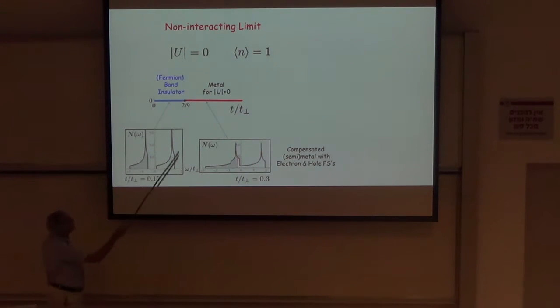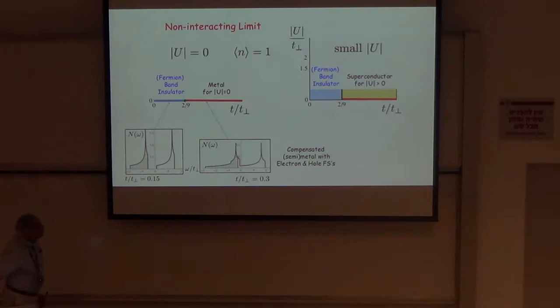And then I cross some number like 0.22, basically I find that the two bands merge and I get a metal. And of course, when I turn on a small u, I expect that this band will survive, and I will get a fermion band insulator, and this metal will immediately undergo the usual BCS pairing instability, and so I get a superconductor.